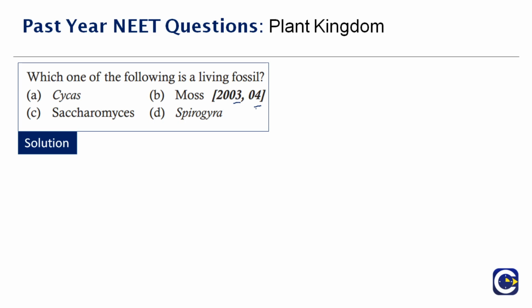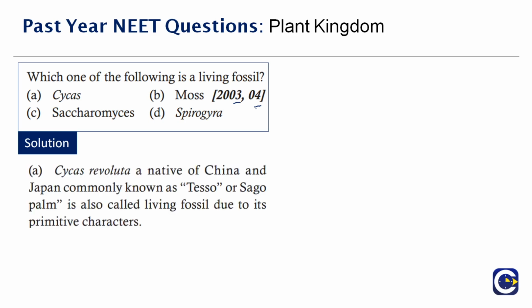That is, they would undergo changes, but the changes will be very minor. From the day it evolved till now, there are very minor changes, or there might not be any changes also. And one thing, we might have thought it had gone extinct, but at present it is not extinct. So out of the 4 options given here, Saccharomyces is a yeast, Spirogyra, moss, they are not answers. The correct answer is Cycas, option A.